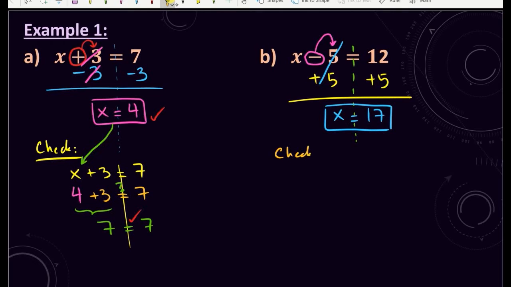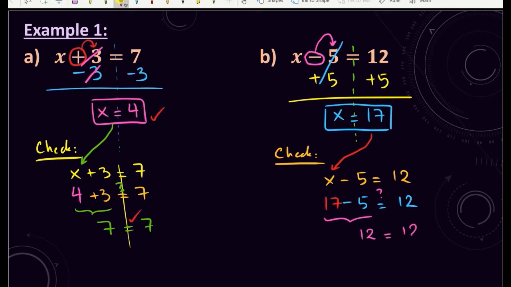Okay, then I'm going to check the answer. Alright, x minus 5 equal to 12. Then we know x is 17. We're going to plug it in to check the answer. 17 minus 5 equal to 12. Is that true? I will put a question mark. 17 minus 5 is 12. 12 equal to 12. That's a true statement, which means x equal to 17 is the correct answer.